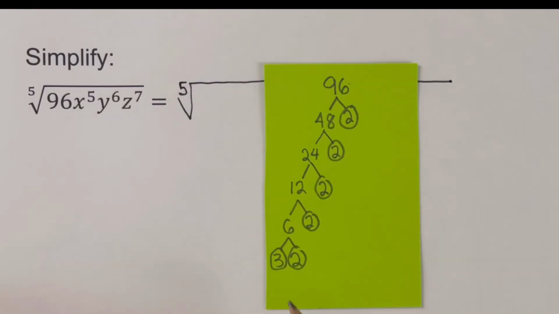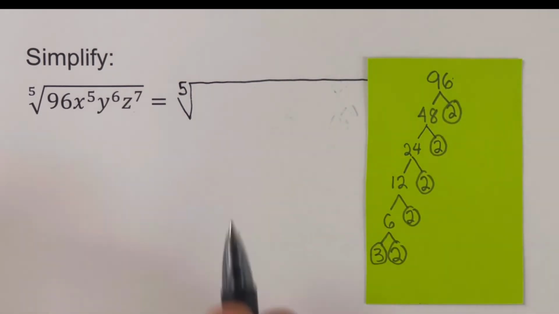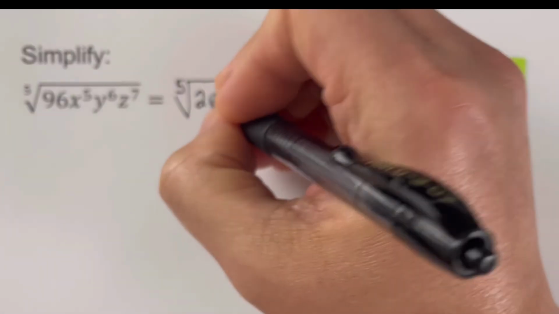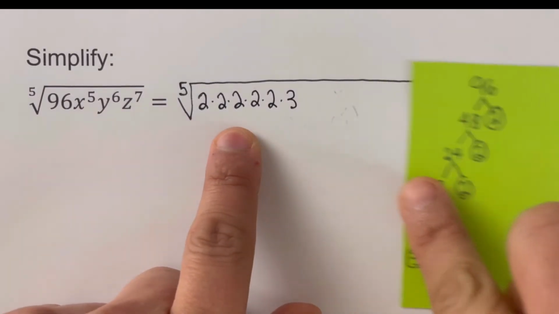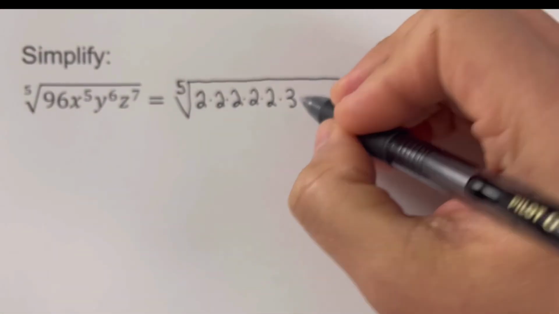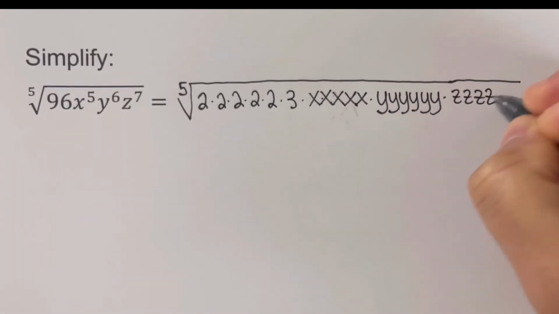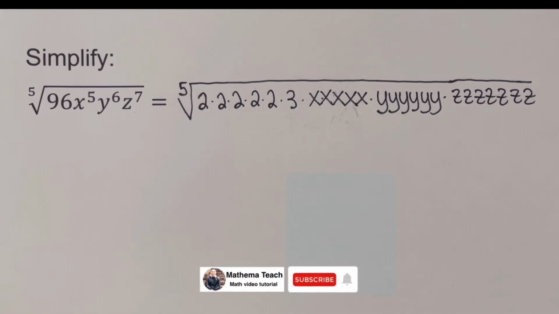Okay, so these are the prime factors of 96. So I'm going to go ahead and write those prime factors on the side right here. I wrote these prime factors on the side here. I am also going to expand this x to the 5th, y to the 6th, and z to the 7th. Okay, now what I need to do is to group together the expanded form based on the index.